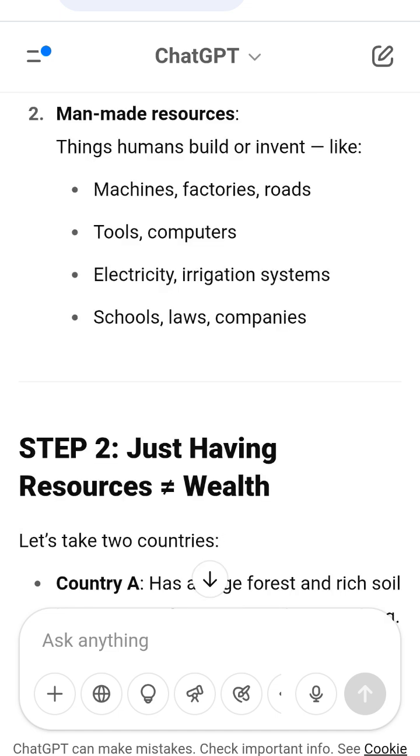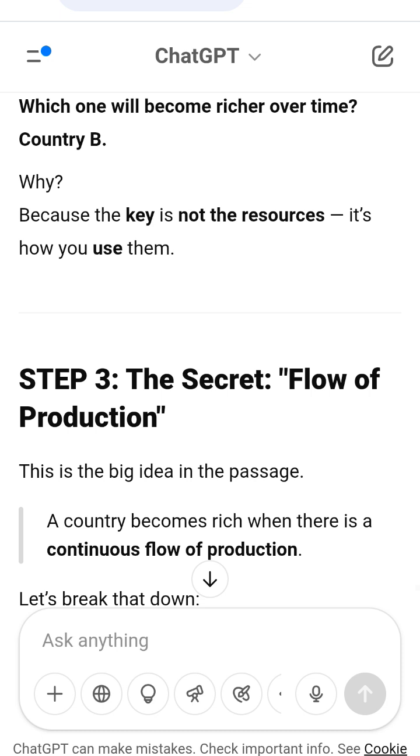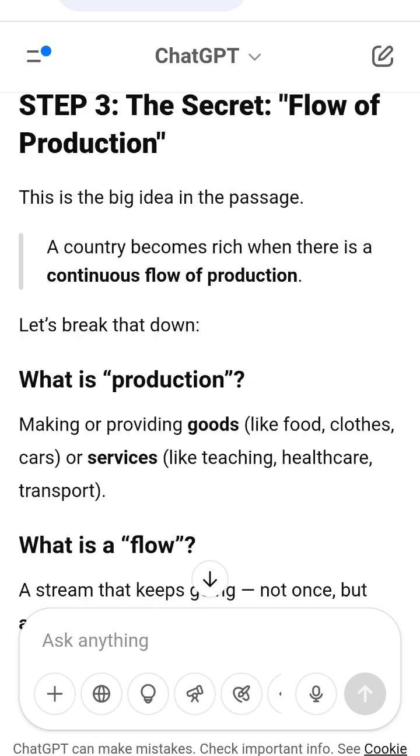Let's compare 2 real-world examples. Example 1. Japan. Japan has very few natural resources, but people are highly educated, hardworking, and use smart machines. They make cars, Toyota, electronics, Sony, and sell them to the world. Japan is a rich country with high well-being.